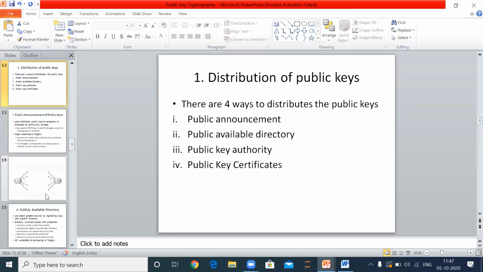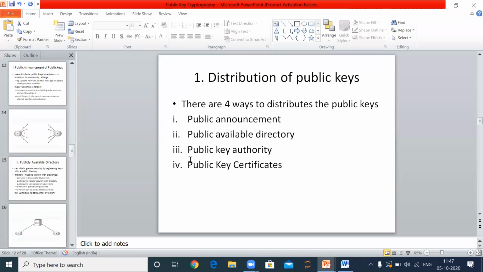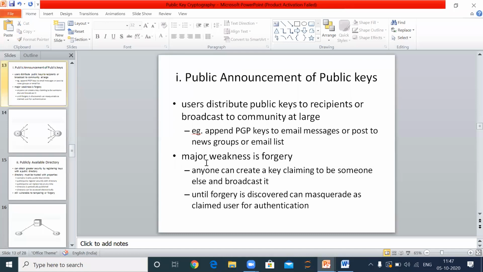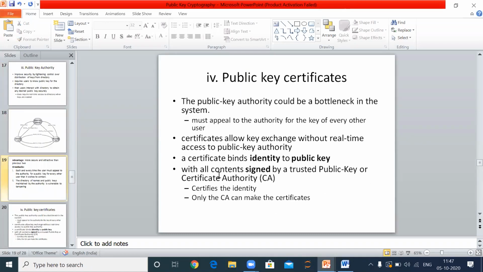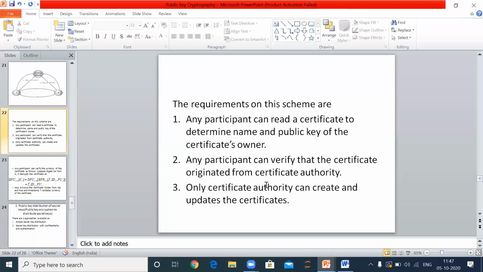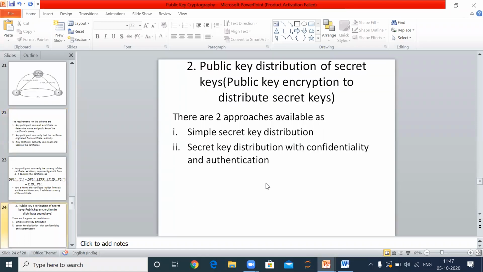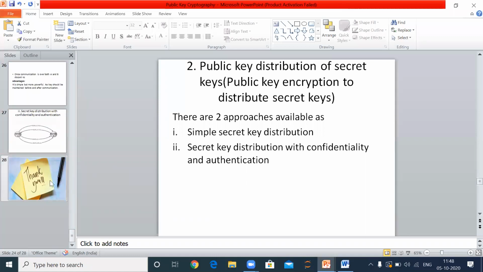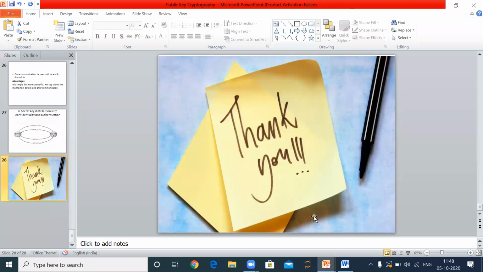So in today's class I explained the distribution of public keys, and also the distribution of secret keys, that is, public key encryption to distribute the secret keys. This can be done in two ways: simple secret key distribution, and with confidentiality and authentication. Today we discussed the key management system.